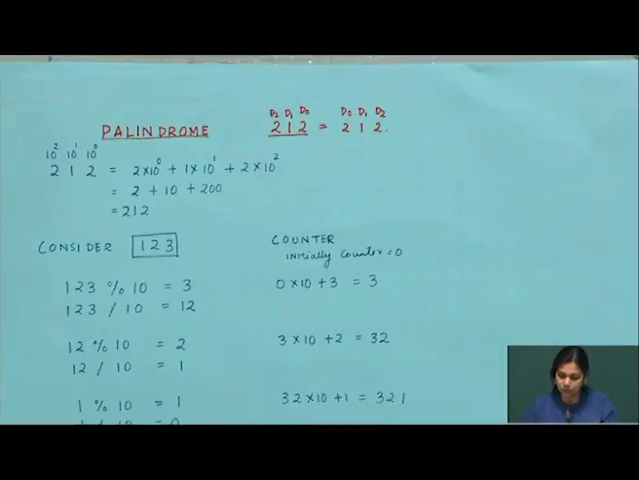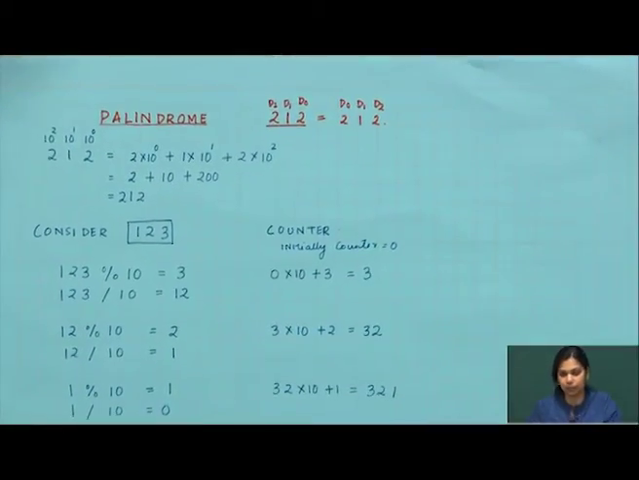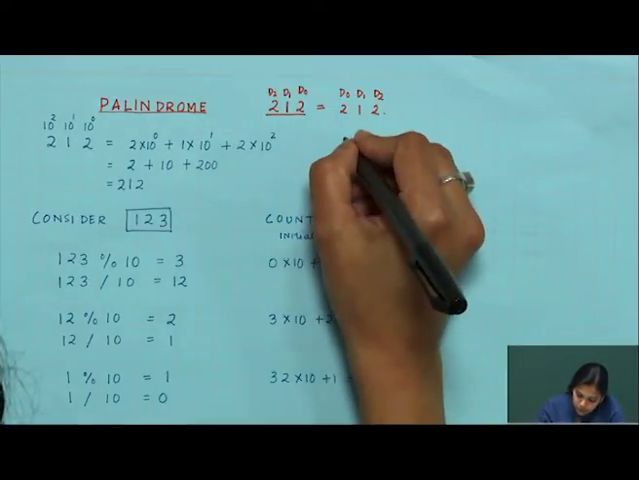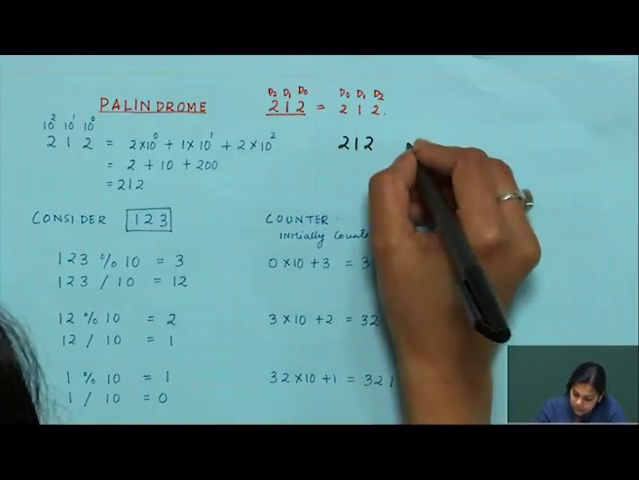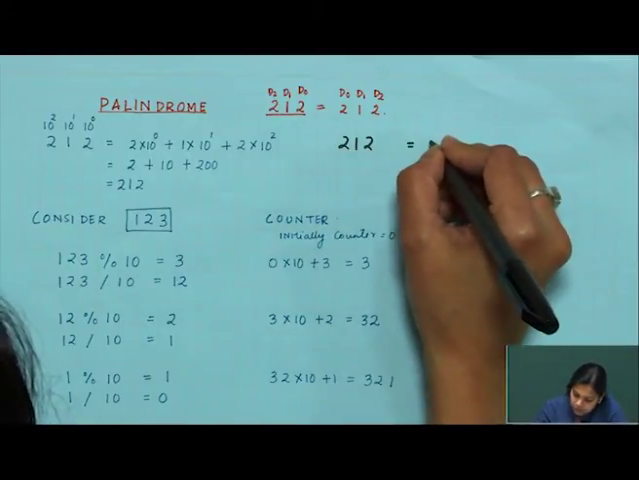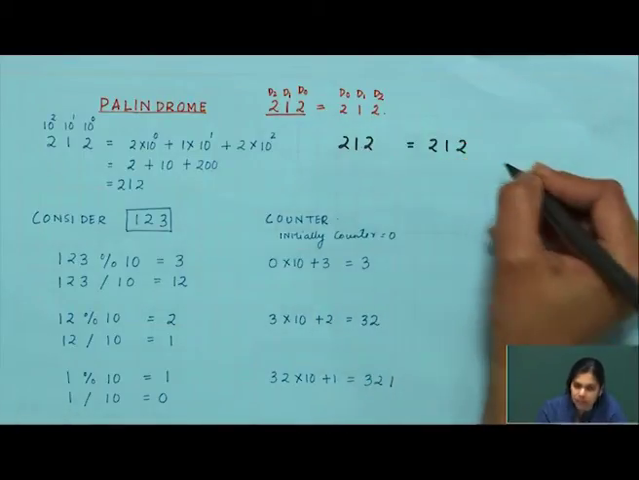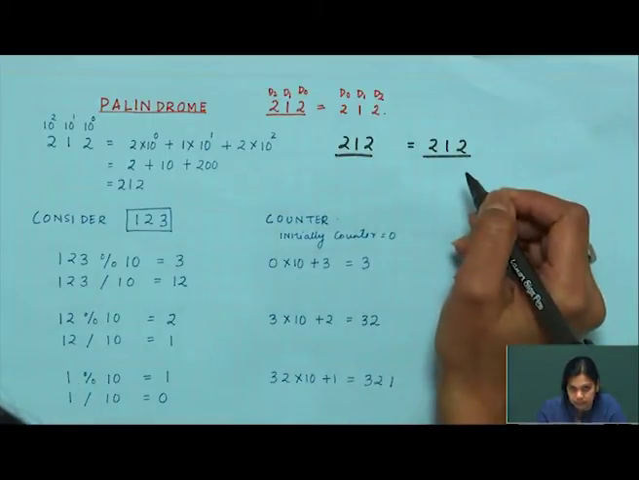A palindrome is a number which, if you reverse it, will be the same. So, if you have a number 212 and you reverse it, first 2 will come, then 1, then 2. So, both the numbers are the same.